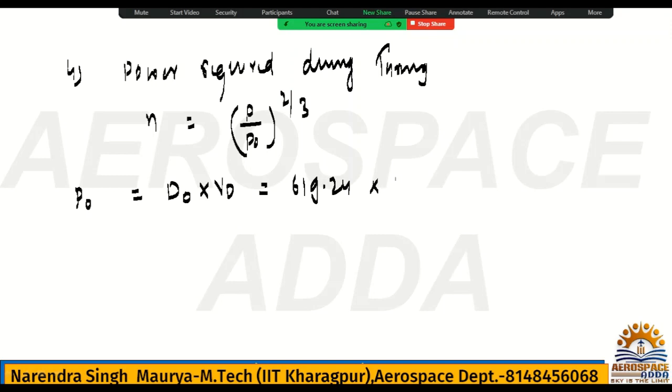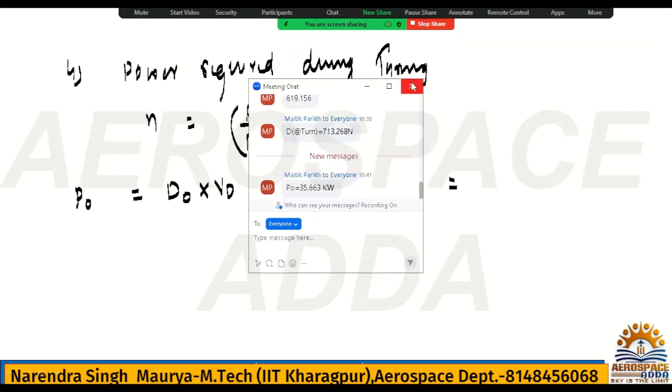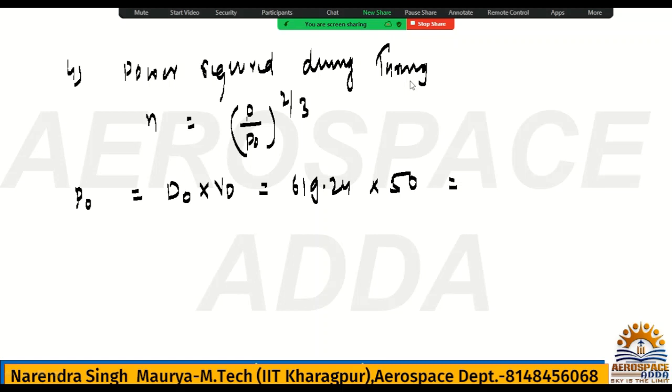619.24 into what is the V naught? It is given how much? 50. If you calculate this, 619.24 into 50, if you do this, you will get 30962 watt. Yes or no? Then what is the power during turning?